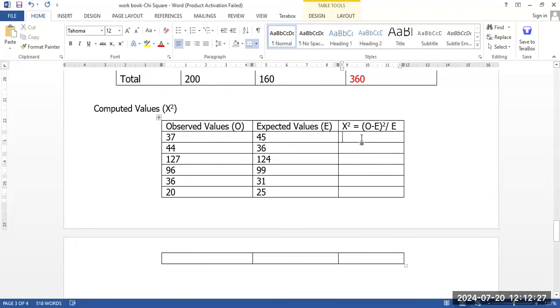Someone can do this very fast using the formula. The formula is this one. Open a bracket on your calculator, write 37 minus 45, close bracket, click on x squared or just put power 2, then click on equal sign, the answer you get divided by E, which is 45. What do you have here? 1.422. Perfect.